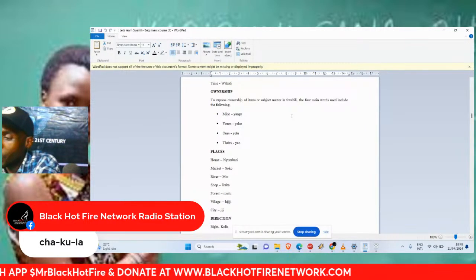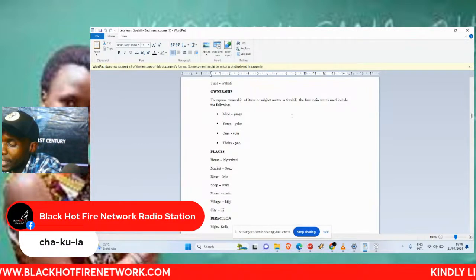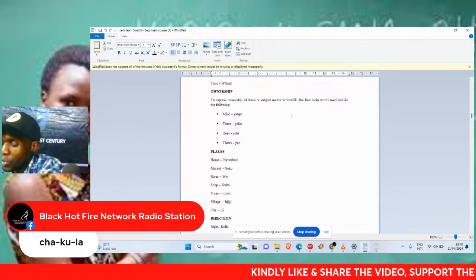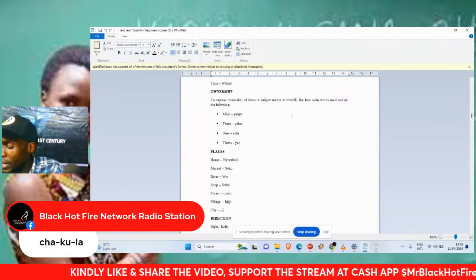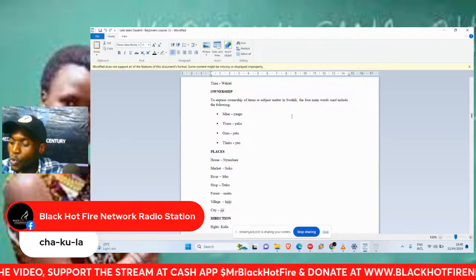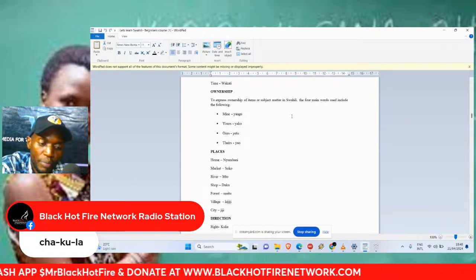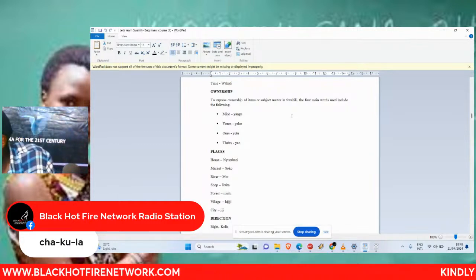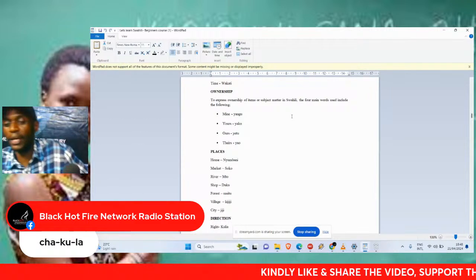And therefore, if you're talking about perhaps going to the market, you would say soko, S-O-K-O, which is for the market. And if you're talking about perhaps going home, you would say nyumbani, enda nyumbani. Enda simply means go. And therefore, you would simply say enda nyumbani.